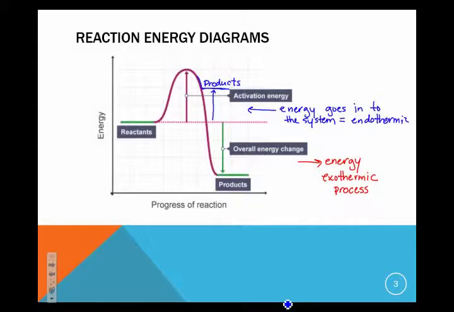So, endothermic reactions means you have energy coming in and your products end up at a higher energy than your reactants were. And exothermic reactions, energy leaves the system and my products end up at a lower energy than my reactants originally were.